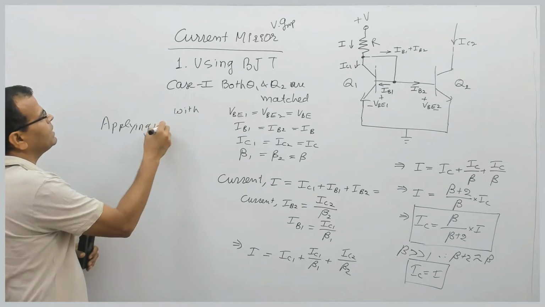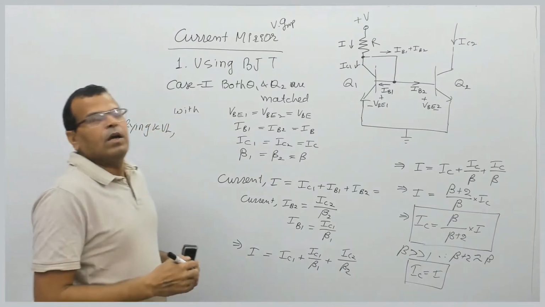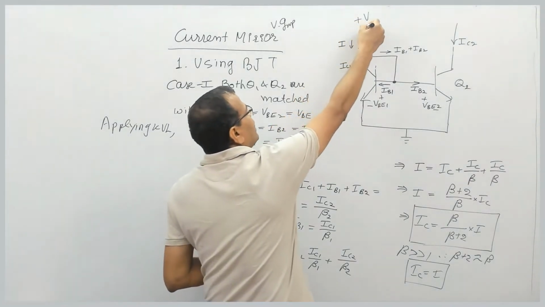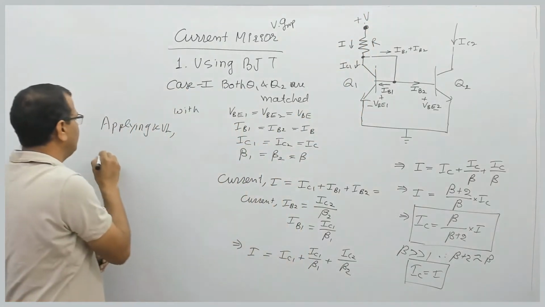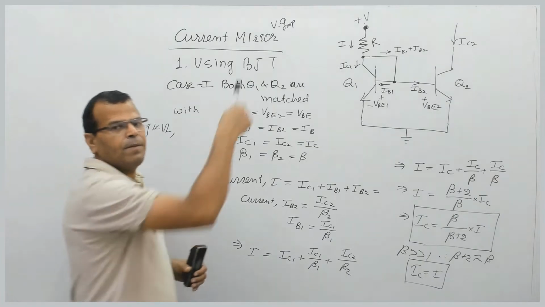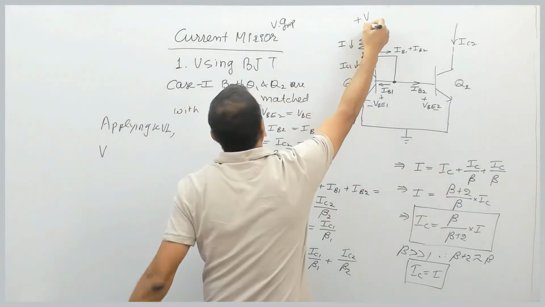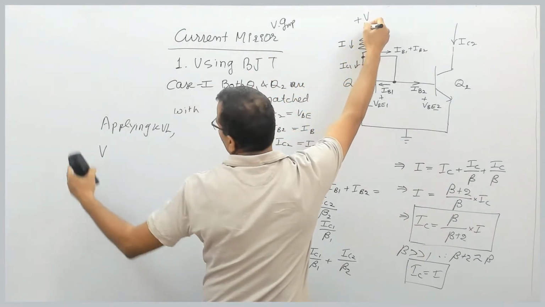Applying KVL. Please remember, when you apply KVL, what is the voltage at this node? V. So start with V. Then come down. If it is a positive node, I will take plus V. If it is a minus node, I will take minus V.